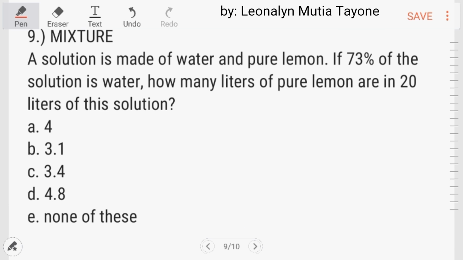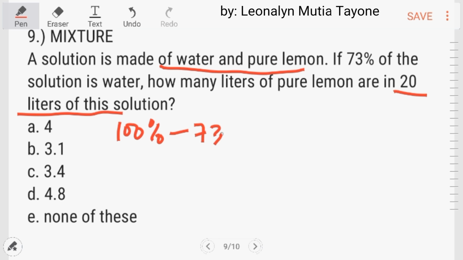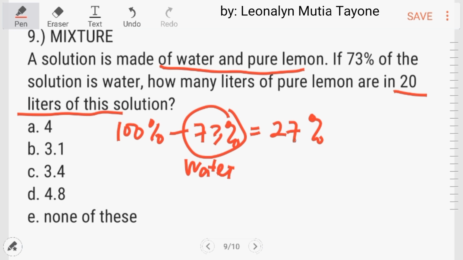Number 9, mixture tayo. A solution is made of water and pure lemon. If 73% of the solution is water, how many liters of pure lemon are in 20 liters of this solution? So, 100% yung buong solution. Minus 73%, and that is 27%. So, itong 73, ito si water. Ito namang 27, ito si pure lemon.